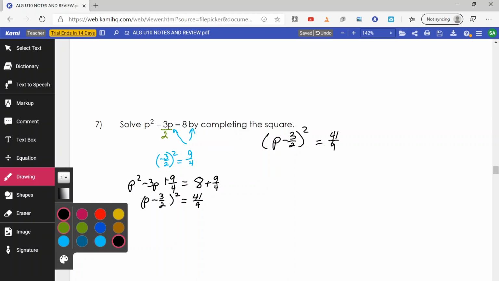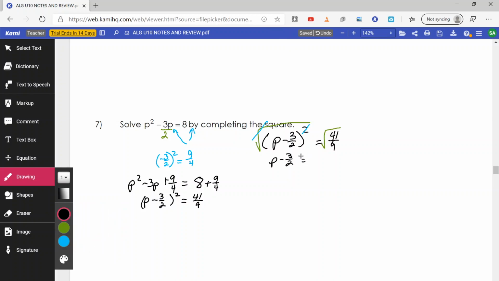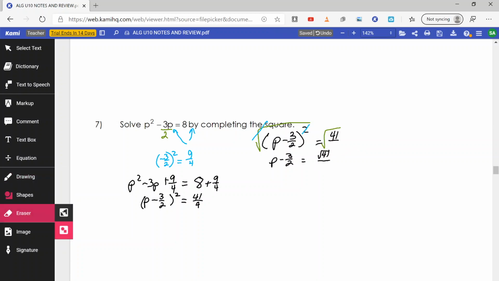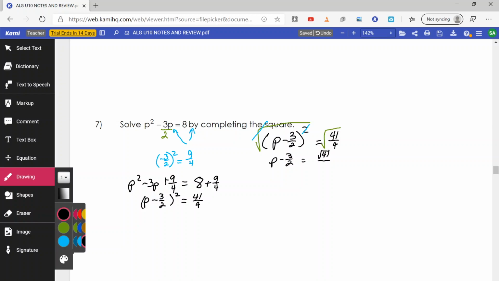I'm going to solve for p. Working backwards, I have to get rid of this exponent of 2, so I take the square root of both sides. The square root and square cancel out, leaving me with p minus 3 over 2. Just like when I square a fraction, if I take the square root of a fraction, I take the square root of both numbers. The square root of 41 is not very nice. It's an irrational number, it goes on forever and ever. So up top, I just have the square root of 41. And the square root of 4, that should be a 4, not a 9. The square root of 4 is 2.